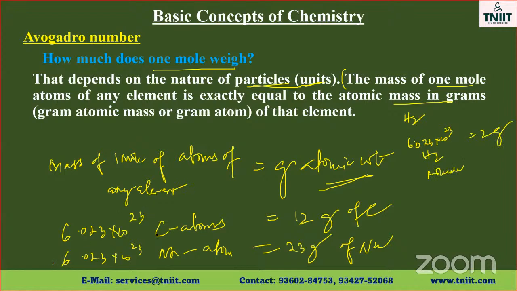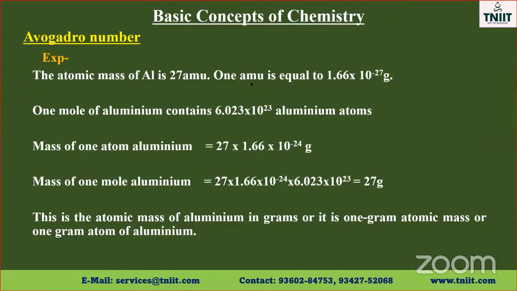See, the numbers are same here. Numbers are same, but the weights are varying because it depends on the nature of the particles. Now, the atomic mass of aluminum is 27. One atomic unit is equal to 1.66 into 10 to the power minus 24 grams. How do we find this? Now, we will generalize this. This looks a little complex. We'll come to this a little later.